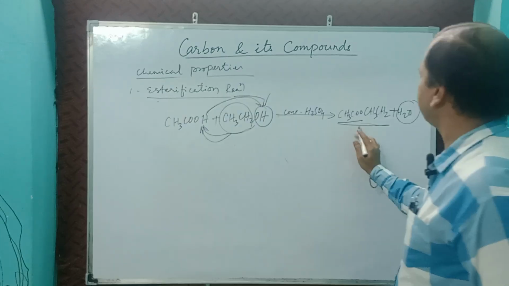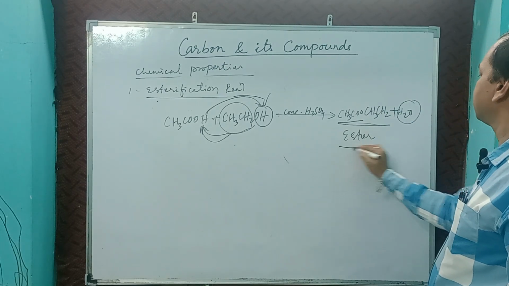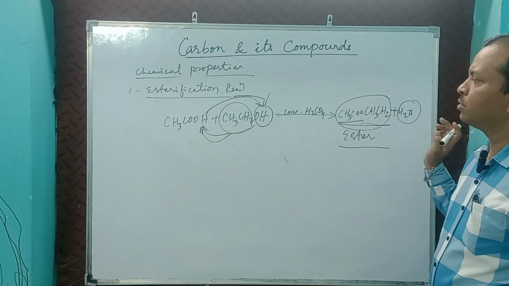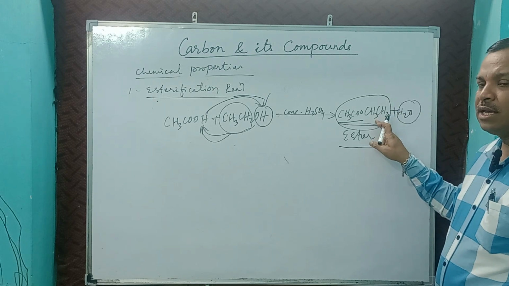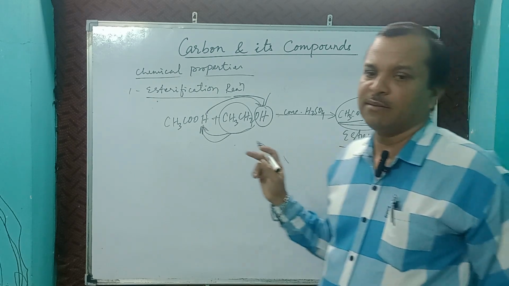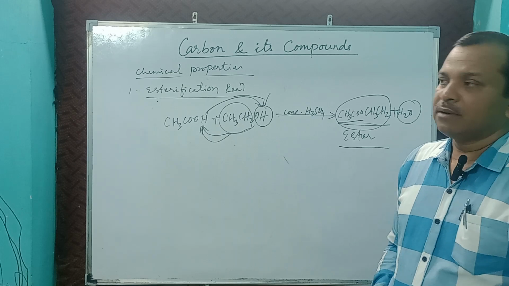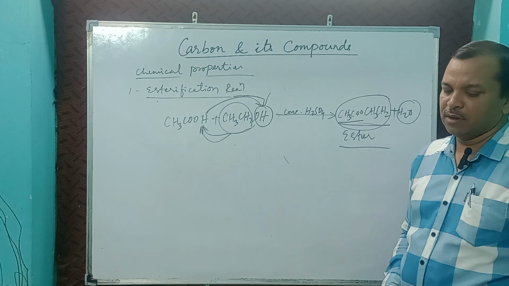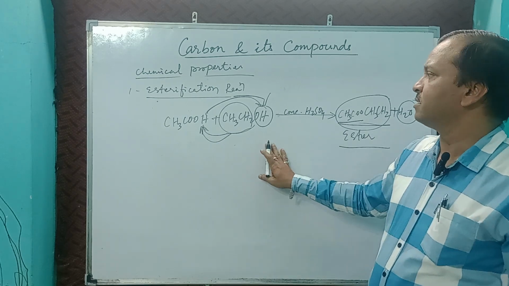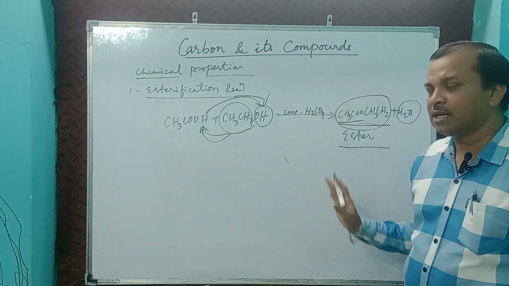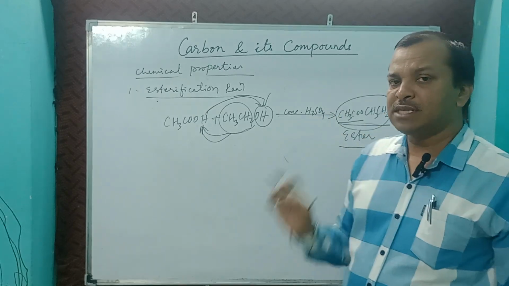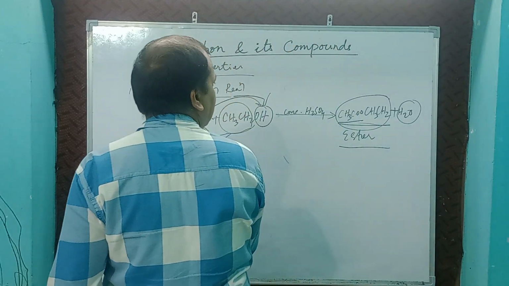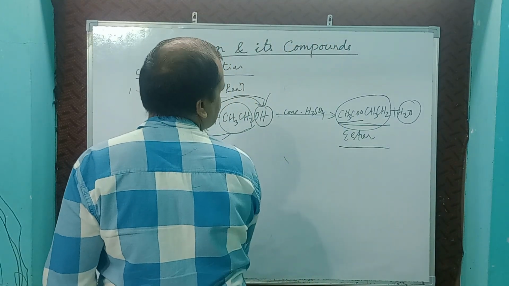Clear? This is what? Ester. This one, CH3COOCH2CH3, is an ester, or you can also write C2H5, no problem. From the ester we can get the alcohol back again. This is called the saponification reaction. Esterification and saponification, we must remember these, because 90% sure it will come in your exam.